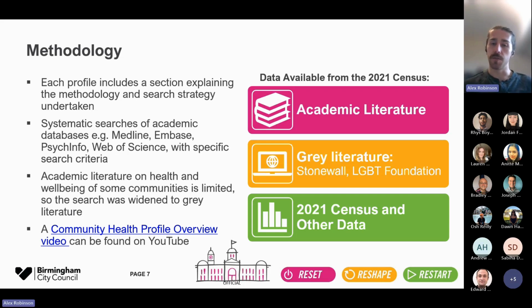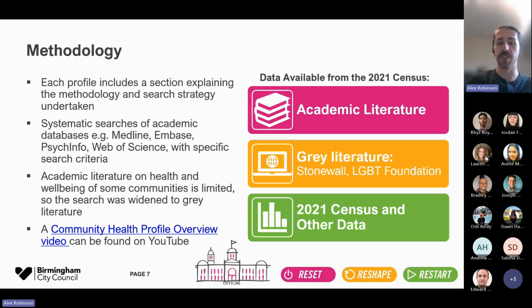We started those with an Ovid search that's conducted a search of all academic databases with specific search criteria. So stuff to do with the date that it was published, in what area, in what language, that sort of thing.